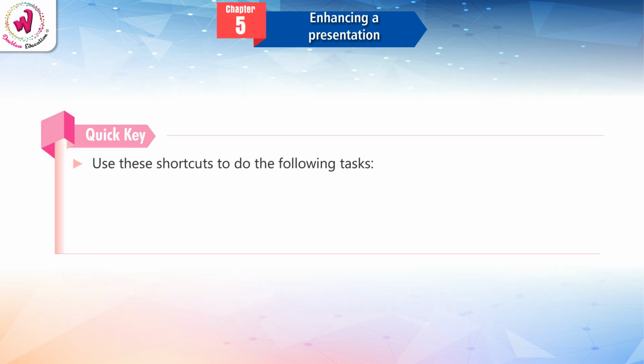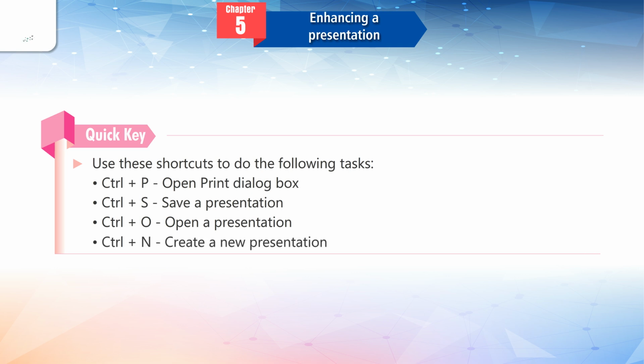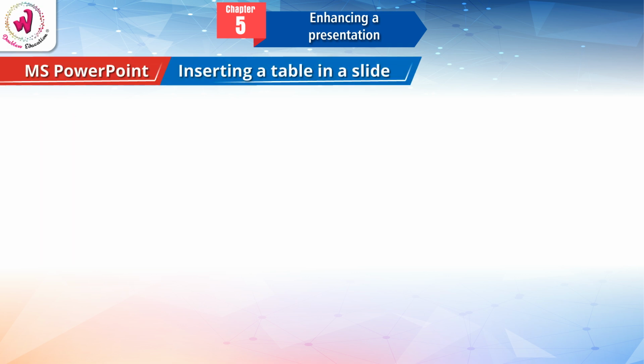Quick key. Use these shortcuts to do the following tasks. Ctrl+P, open Print dialog box. Ctrl+S, save a presentation. Ctrl+O, open a presentation. Ctrl+N, create a new presentation.